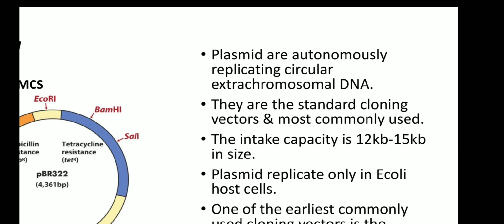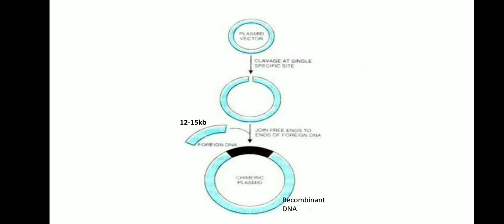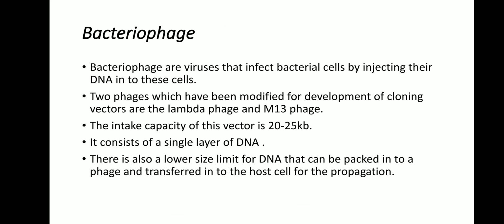Now go for the plasmid diagram, how it transfers and forms a recombinant product. Here is the multiple cloning site. The plasmid vector is cut by a restriction enzyme, then a 12 kb to 15 kb foreign fragment is inserted into that multiple cloning site, and now replication starts and forms a recombinant product.